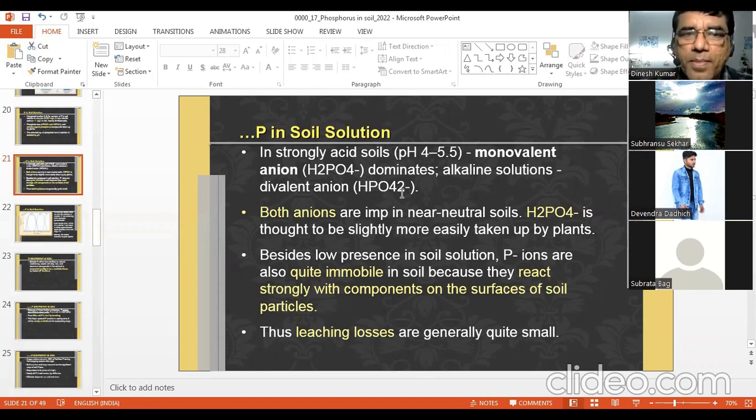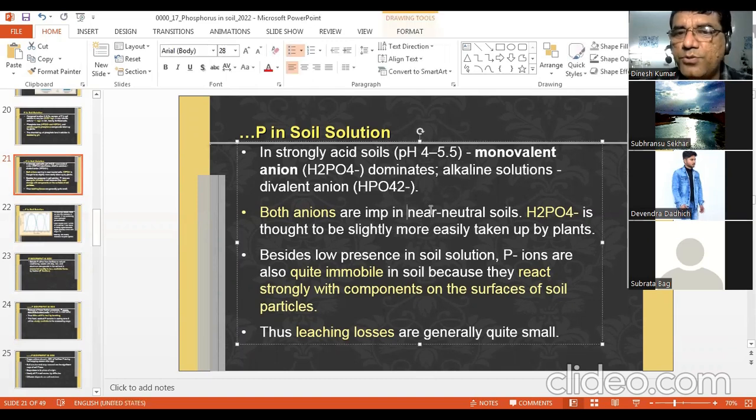In alkaline solutions, above neutral, the divalent HPO4 2- dominates, meaning pH more than 7. Both anions are important in near neutral soils. H2PO4 -1 is thought to be slightly more available, slightly more easily taken up by the plant. So the ease of uptake is more for H2PO4 -1 than HPO4 2-. Monovalent would be preferred by the plant over divalent.